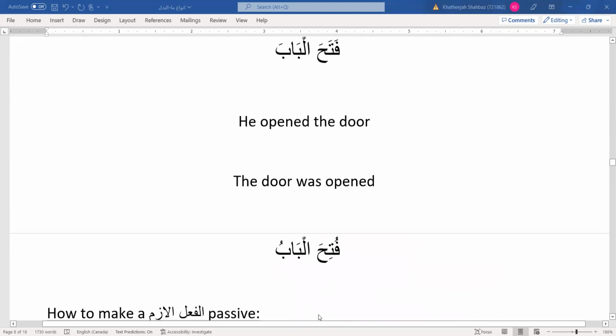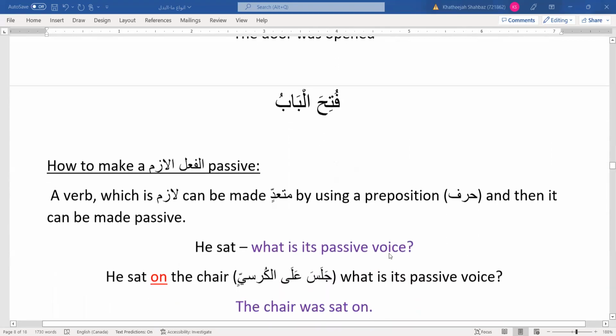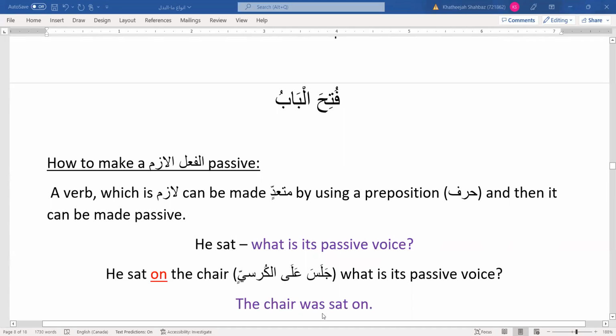Like, he opened the door. The door was opened. He is gone now, because the outside naibul fa'il has taken the place of the inside naibul fa'il. Similarly, we don't see he here anymore. The door was opened. Similarly, the chair was sat on. This is the passive voice.